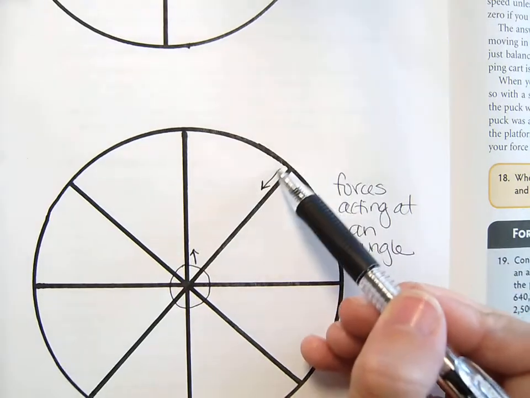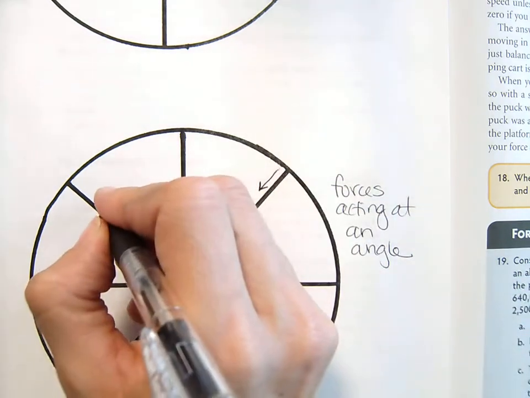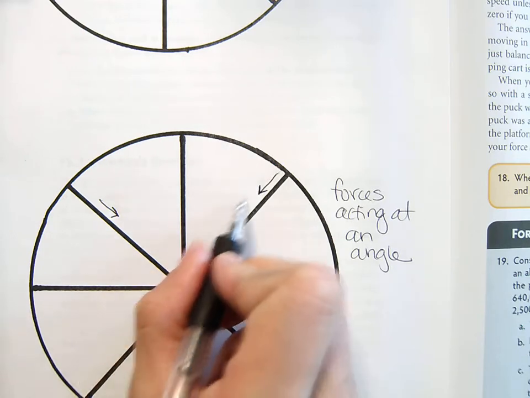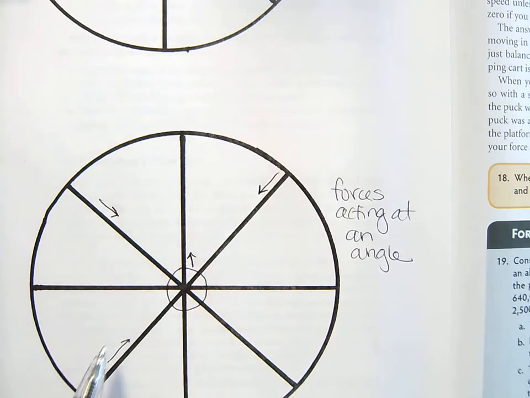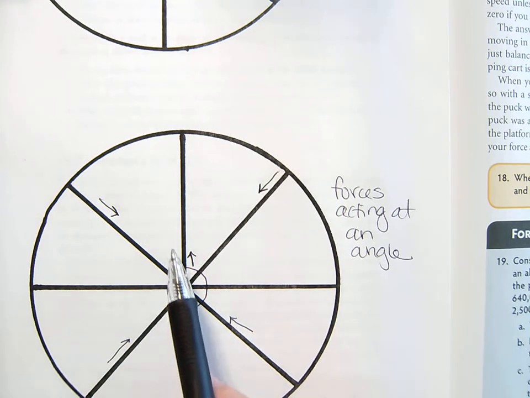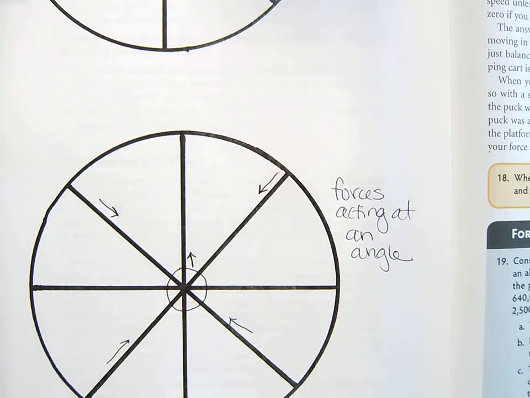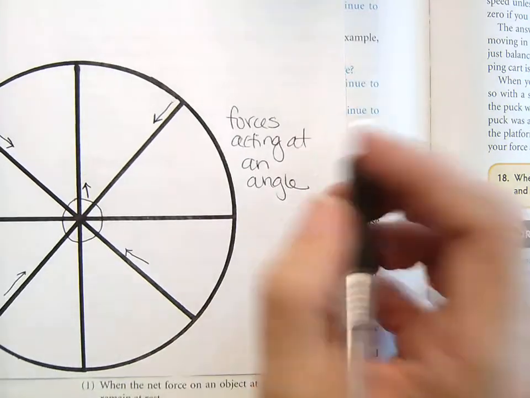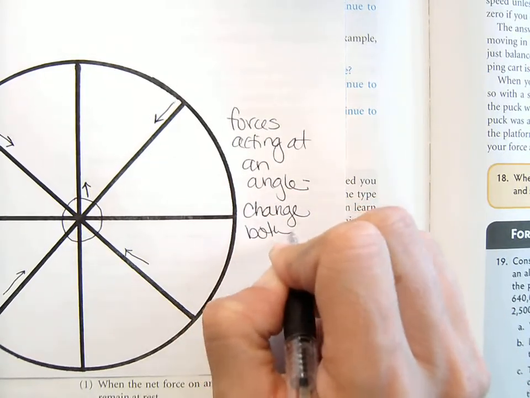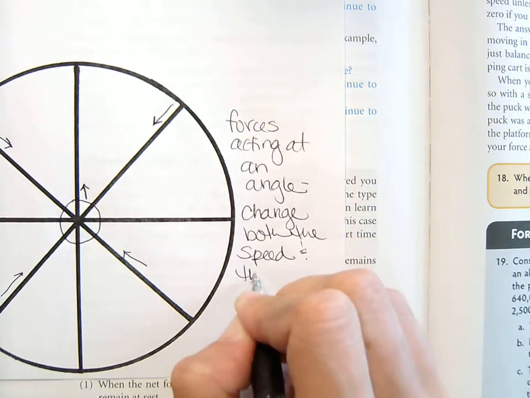Whether it's at an angle this way, the direction will kind of curve to the left a little bit. If the force is acting at an angle this way, it'll cause it to kind of curve to the right a little bit. This way will cause it to kind of curve left, this one will cause it to kind of curve right, and this one will cause it to curve to the left. So forces acting at an angle change both the speed and the direction.